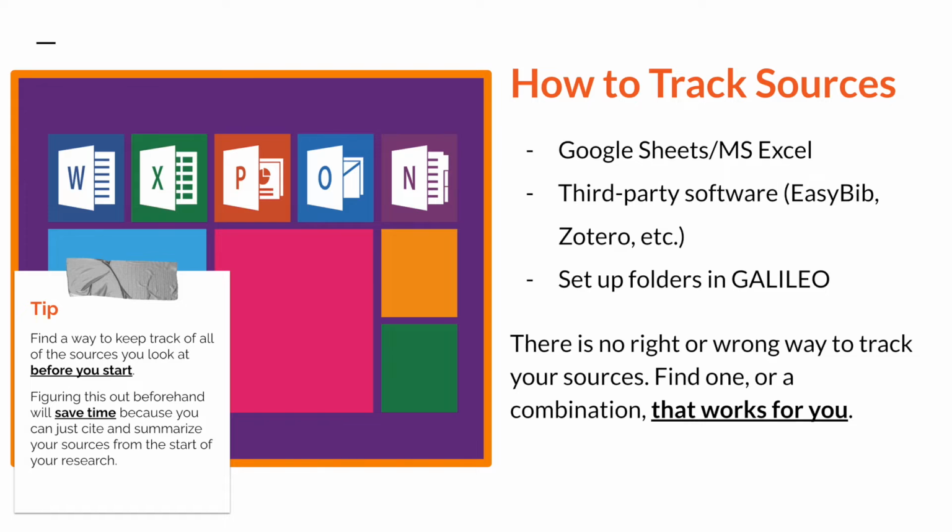There's lots of third-party software that you can use for citations, EasyBib, Zotero, and you can also set up folders in Galileo and GilFind, which I show in my other video, to organize your research so you can get back to it. You can also save your searches. So if you have a source list that you generated for some really great keywords, you can save that search, and you can go back later and it'll generate that source list again.